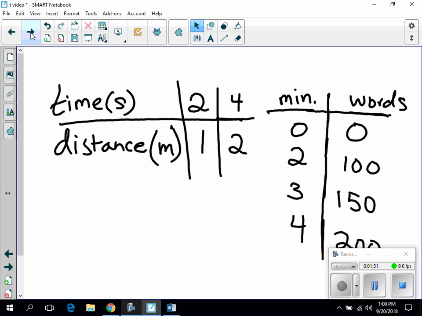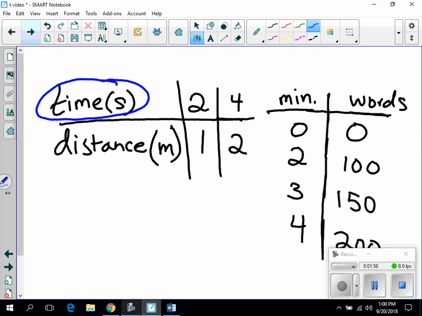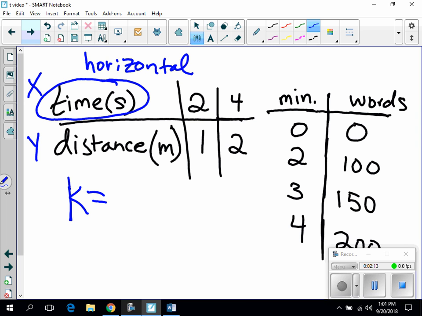This is a very common way for it to be listed on the EOG, where they just give you the words. And you have to know that time goes with the X variable and distance goes with Y. This would be the horizontal table. Just like the last example, X was on top, Y is below. And when you look at the formula, it's backwards. It's opposite of that. The unit rate formula is K equals Y over X. Over here with the vertical table, X goes on the left and Y goes on the right.